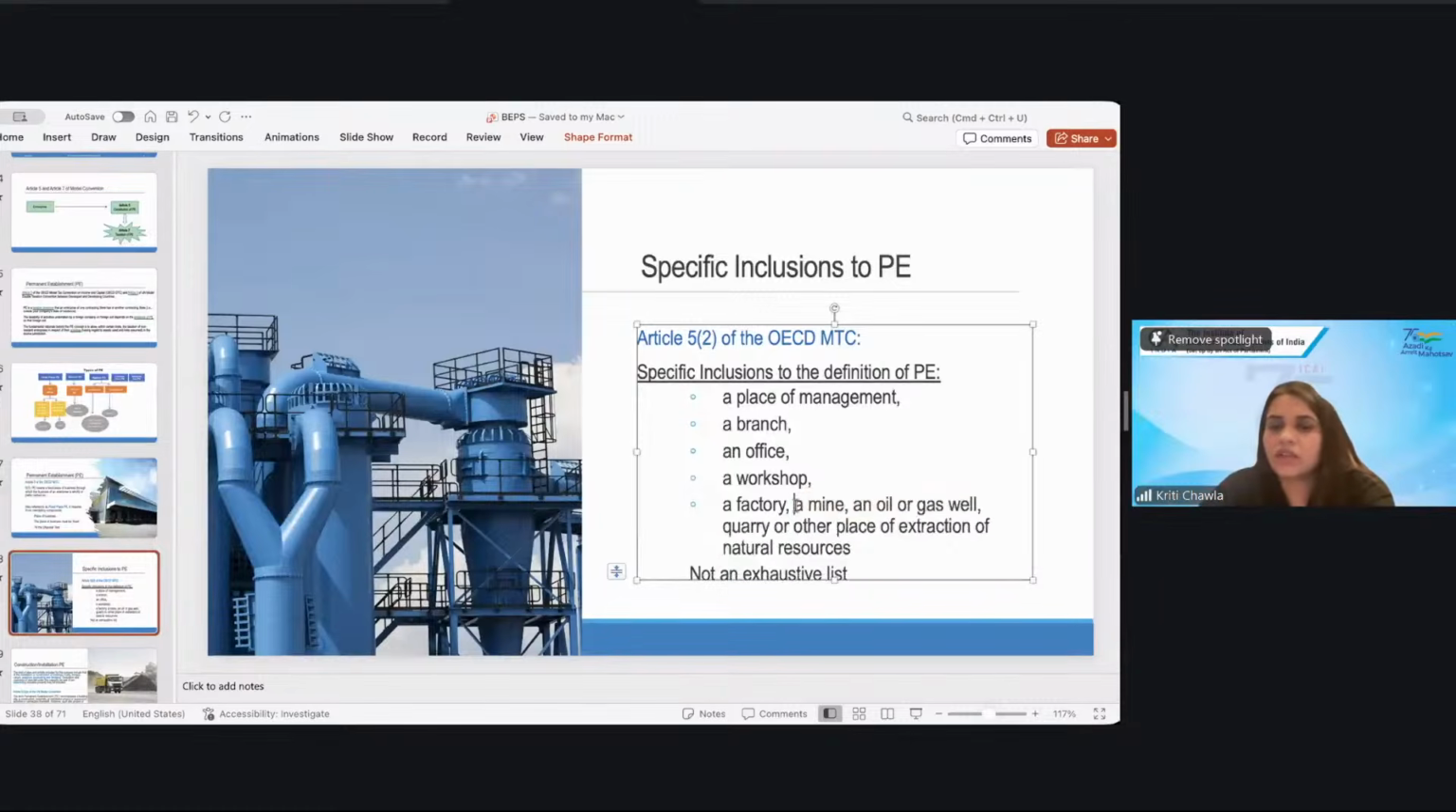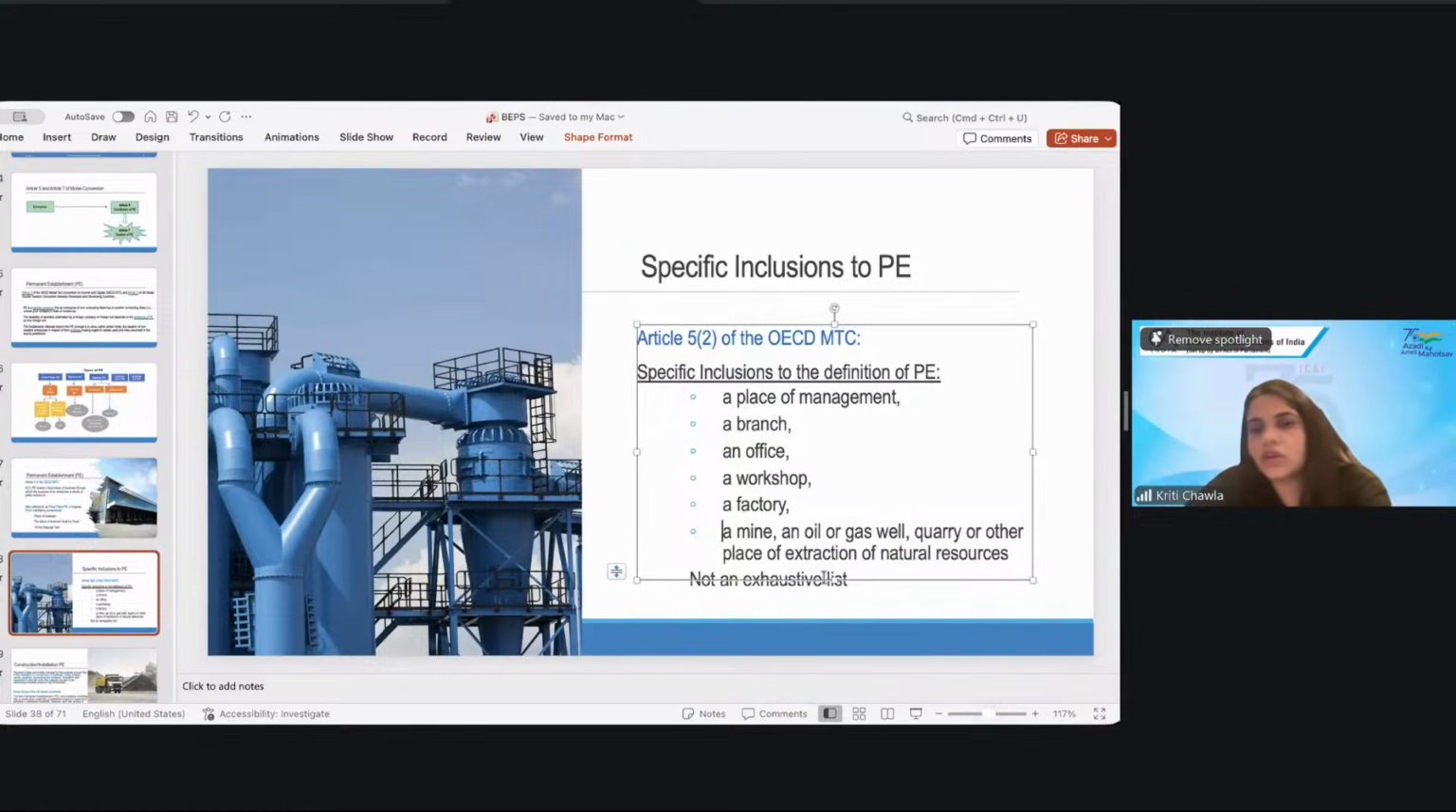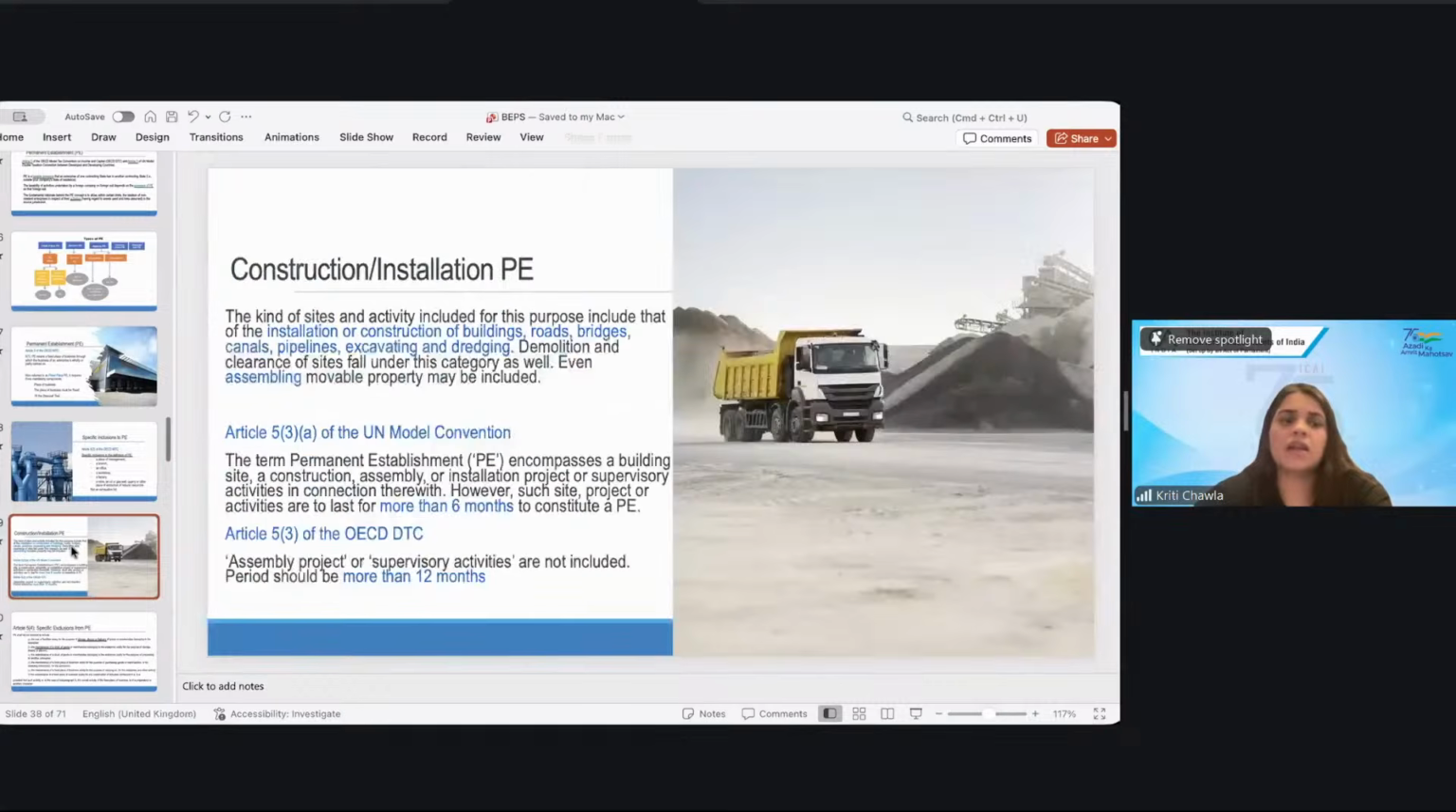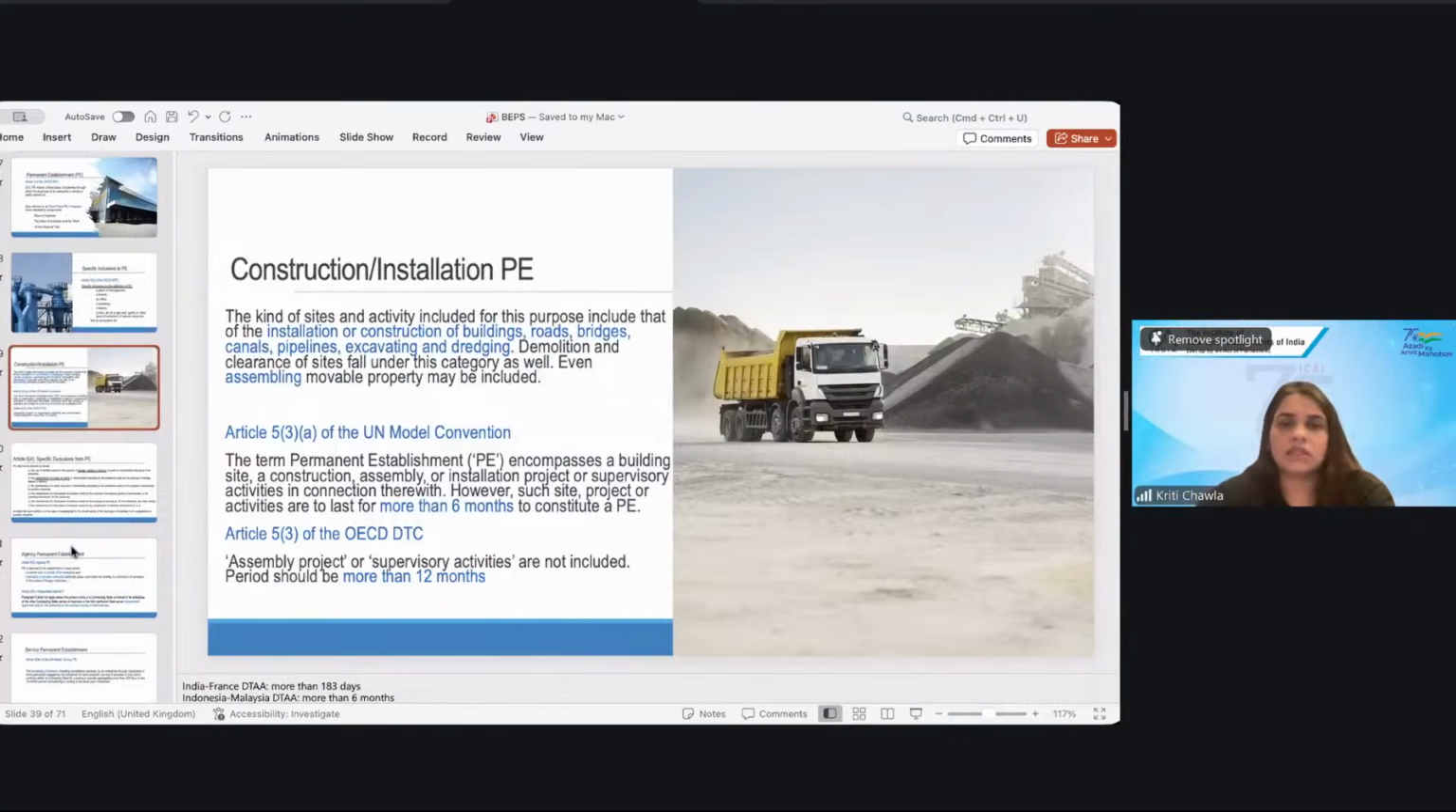This is a typo. So there could be a place of management, branch, office, workshop, a mine, place of extraction of natural resources, etc. This is basically the specific inclusions to the definition of permanent establishment. But then you have to understand that this is not an exhaustive list. It could go far beyond. It has to be dependent on different facts and circumstances.